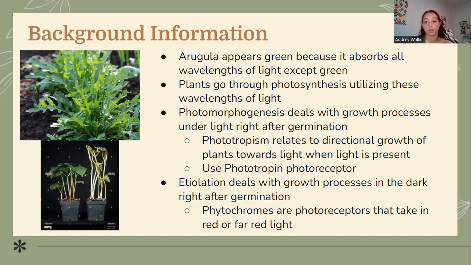Another growth process, though, that we wanted to look at in relation to our experiment was the idea of etiolation, which deals with the growth processes that occur right after germination, but in the dark. And then the main photoreceptor here is phytochromes. And this is a photoreceptor that takes in red light and far red light. But red light is found in light conditions, while far red light is found in shaded areas or dark conditions.